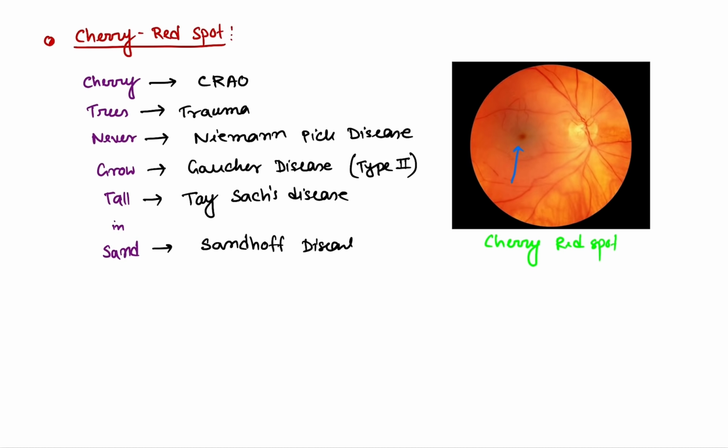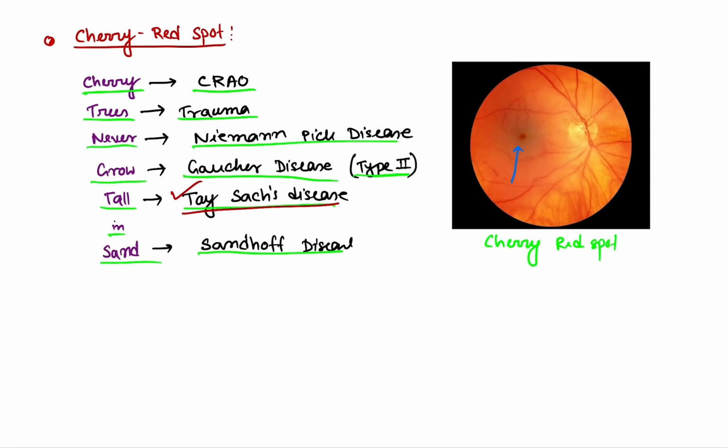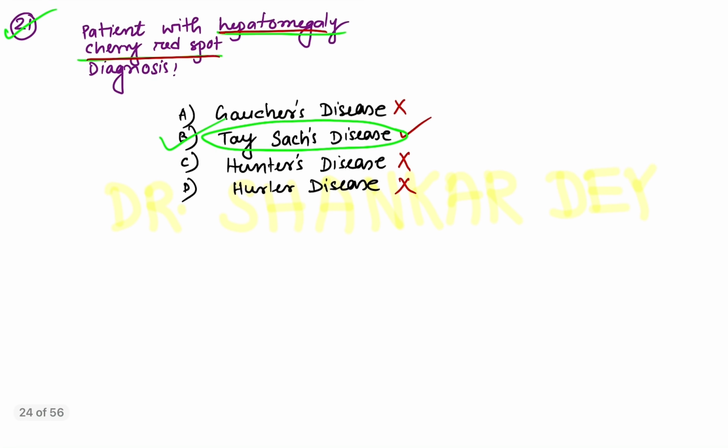This is the popular mnemonic: cherry trees never grow tall in sands. The mnemonic implies cherry, CRAO, central retinal artery occlusion, T for trauma, Niemann-Pick disease, Gaucher disease only type 2, where pseudo cherry red spot is seen, Tay-Sachs disease and Sandhoff disease. So among the options, the question was about Tay-Sachs disease. So the answer for a patient with hepatomegaly and cherry red spot is Tay-Sachs disease.